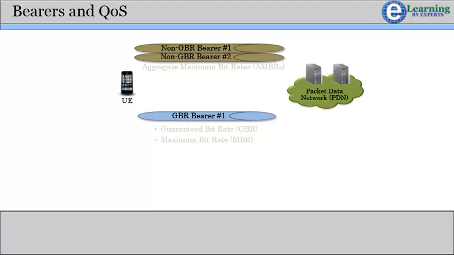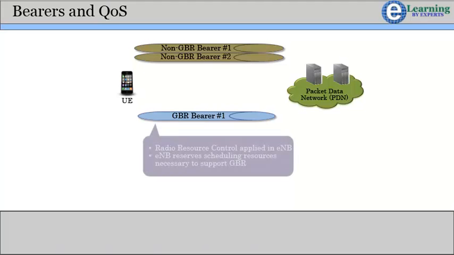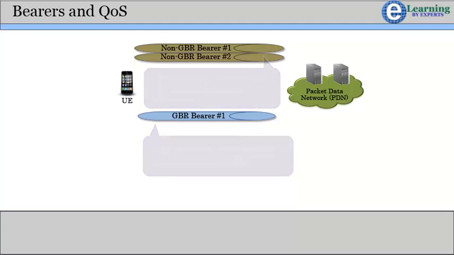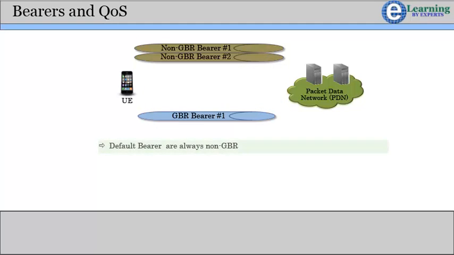When GBR bearers are established, the eNB must make sure it has the scheduling capacity to support the bearer. This is achieved by admission control. Additionally, if the bearer is established, the eNB will reserve scheduling resources necessary to support the guaranteed bit rate. Non-GBR bearers may require admission control, depending upon vendor implementation, but will not cause the reservation of scheduler bandwidth. Since default bearers are established for all UEs in a network, it is required that the default bearer be non-GBR.